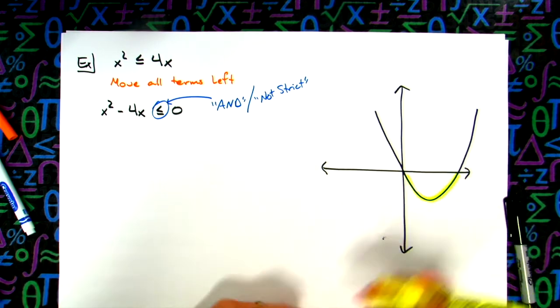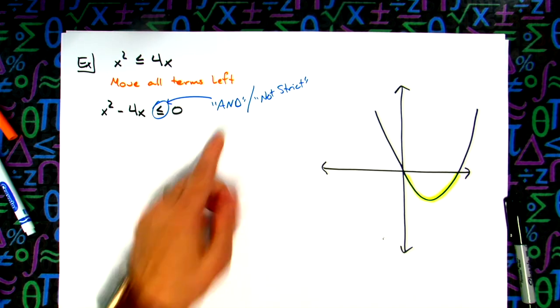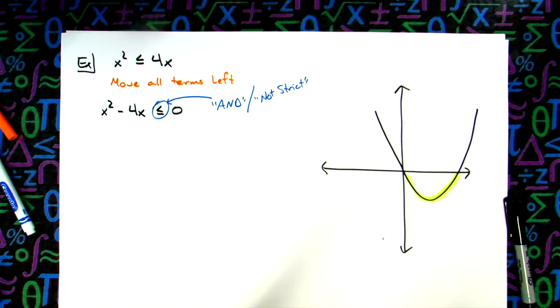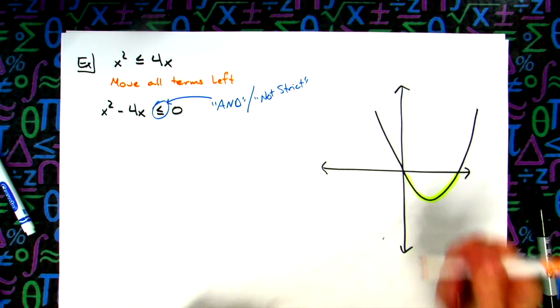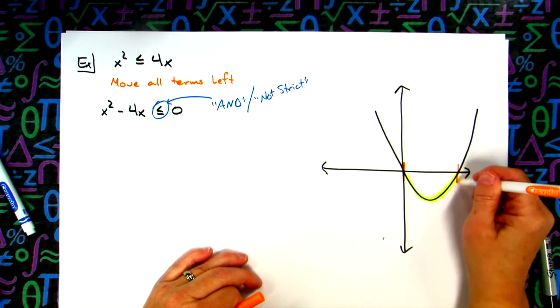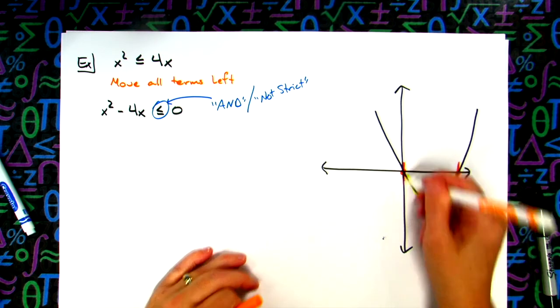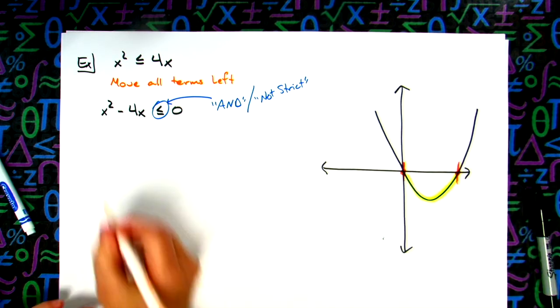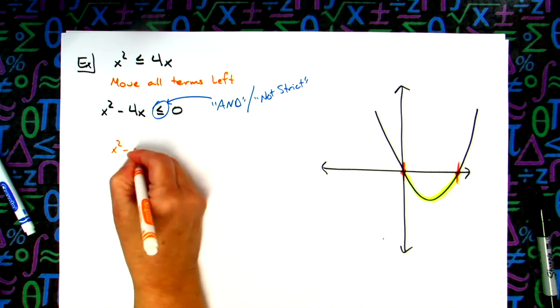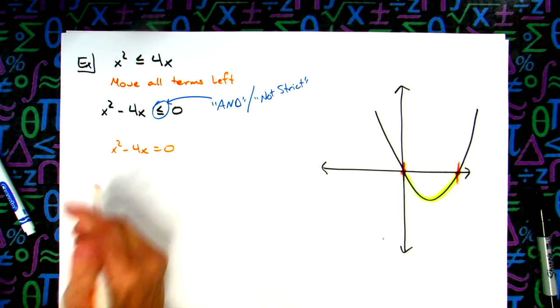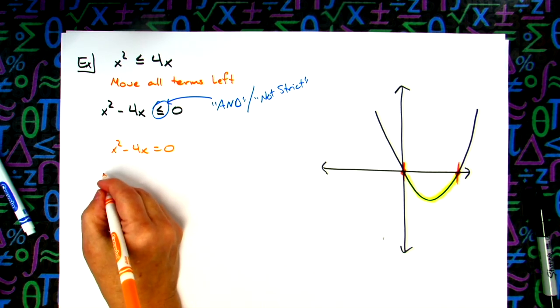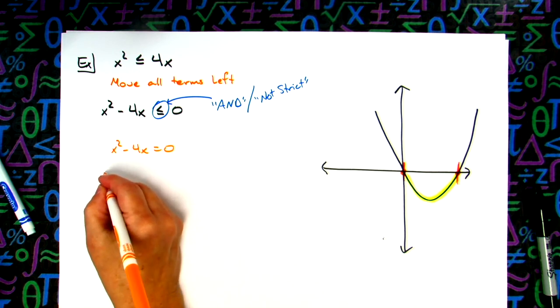Which corresponds to an and graph, so everything's in the center. You're only going to have one little piece of interval notation, and it's going to be this right here. But again, we need to find this point and this point, the zeros of that function. So x squared minus 4x equals 0. I'm setting it equal to 0 because I'm trying to find the zeros. Factor out an x. That'd be the easiest way. Again, if you wanted, you could use the quadratic formula, but we don't want to do that if we don't have to.